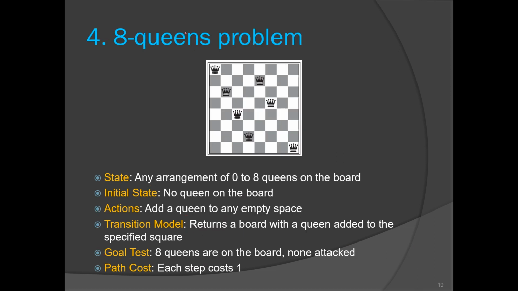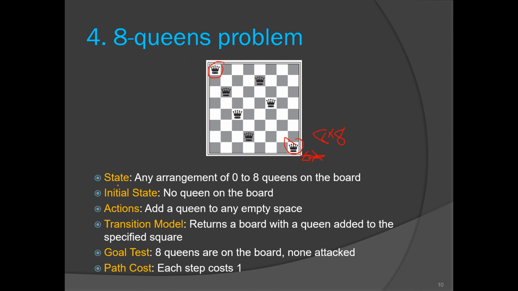Now the next problem is the 8 queen problem. What is the problem statement here? Here we want to place 8 queens on the chessboard. We know the dimension of the chessboard, it is 8 by 8. Now we want to place 8 queens so that no 2 queens attack each other. Now this is not the final solution because this queen is actually attacking this queen. So this is a partial solution. So this is the 8 queen problem.